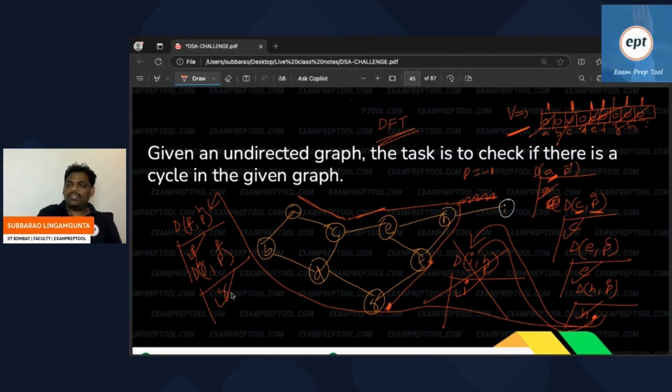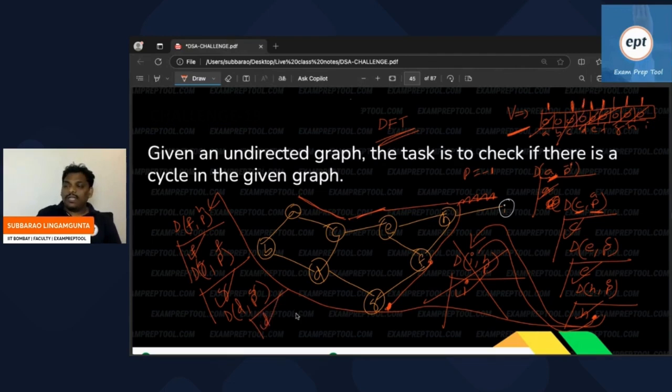Now I am at G. G already visited. Now who is the G adjacent which are not visited? I think D. So DFS, D called. D previous is G. So D visited.